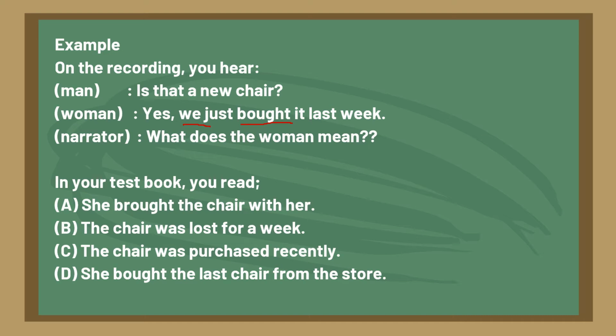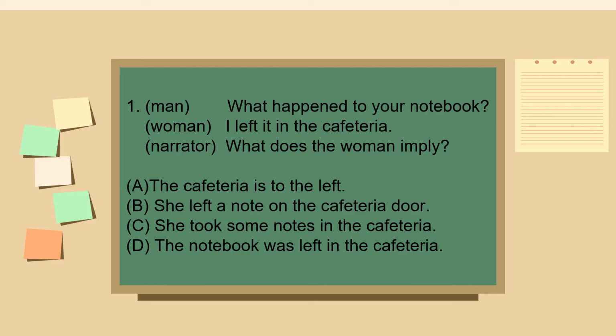Now we go to practice. Practice number 1. Man says, "What happened to your notebook?" Woman replies, "I left it in the cafeteria." What does the woman imply? Look at the choices here. The cafeteria is to the left. She left a note on the cafeteria door. She took some notes in the cafeteria. And the notebook was left in the cafeteria.